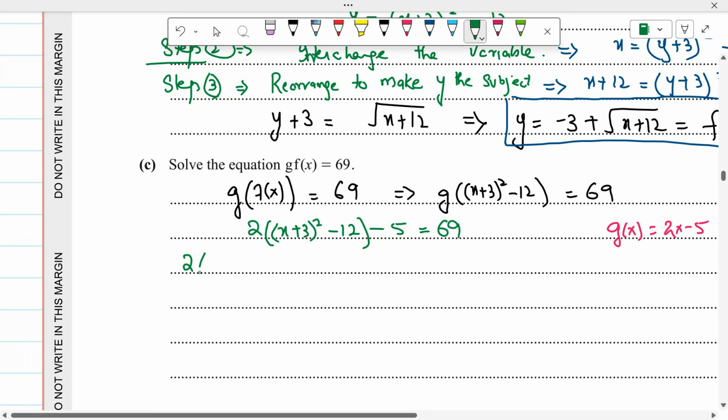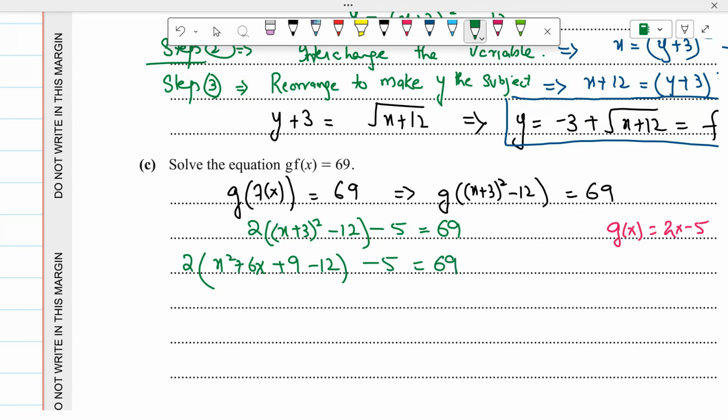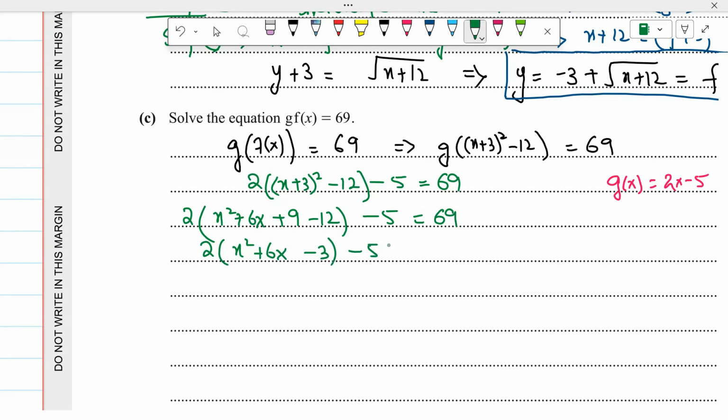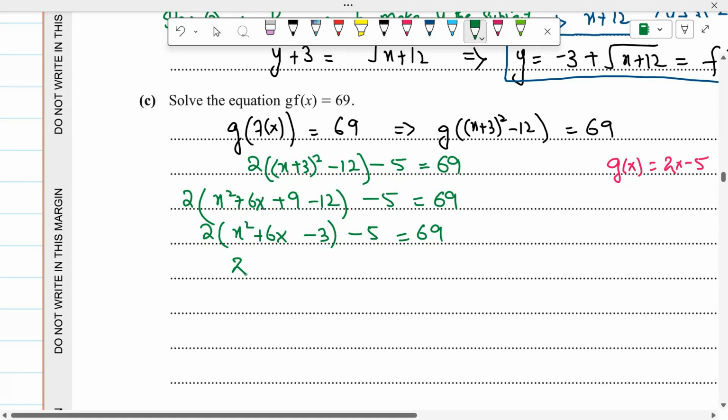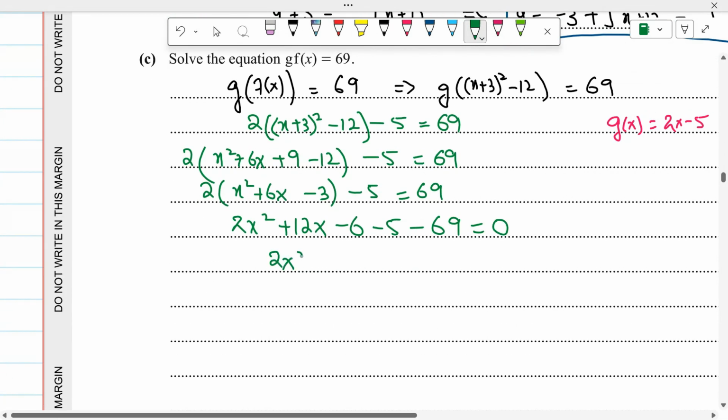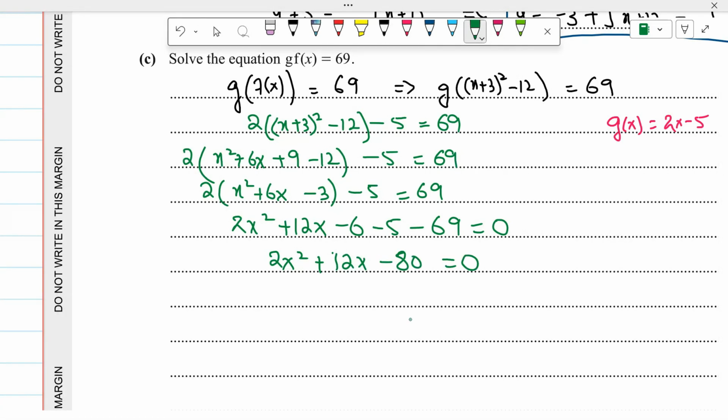Solving further, we will have 2 times (x squared plus 6x plus 9 minus 12) minus 5 equals 69, and we will have 2 times (x squared plus 6x minus 3) minus 5 equal to 69, which is 2x squared plus 12x minus 6 minus 5. When we switch 69 to the left side, we have minus 69 equal to 0. Solving further, we will have 2x squared plus 12x minus 80 equal to 0. This is a quadratic equation and can be solved by factorization.